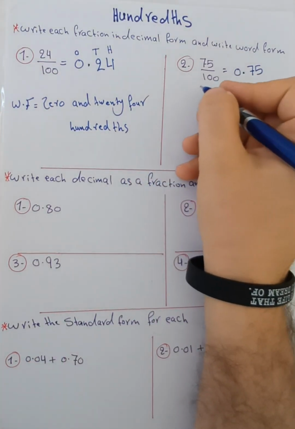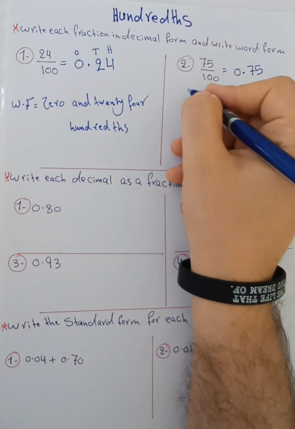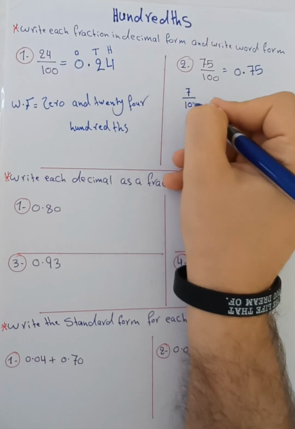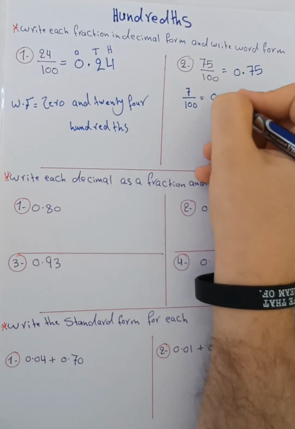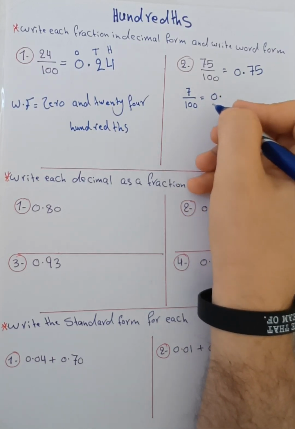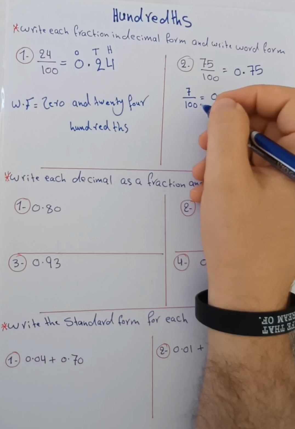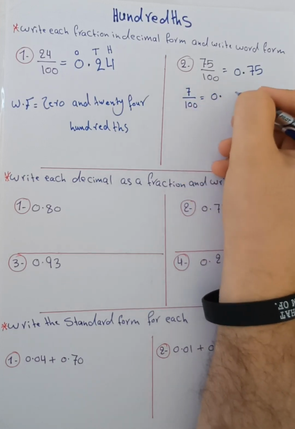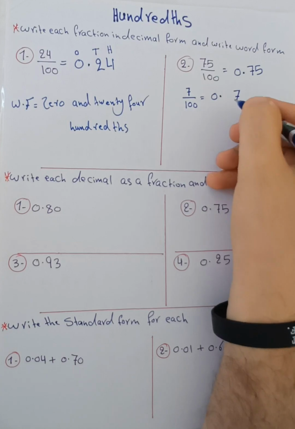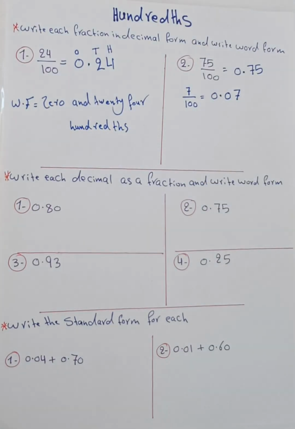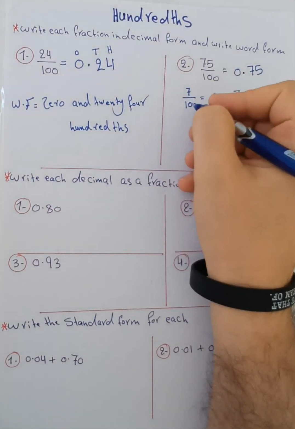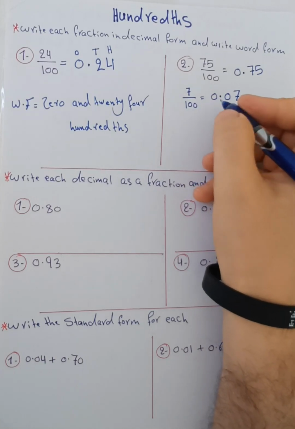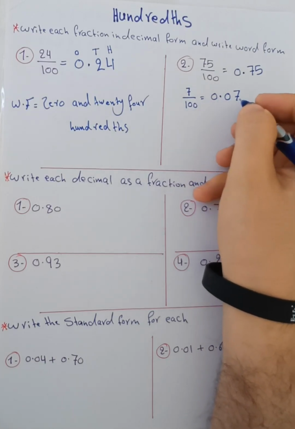It means, for example, if we have 7 out of 100, the decimal form for this fraction is 0 point. After this point we have to have two numbers, but 7 is one number, so we have to add a 0 to turn this one number into two numbers. So 7 out of 100, the decimal form is 0.07.